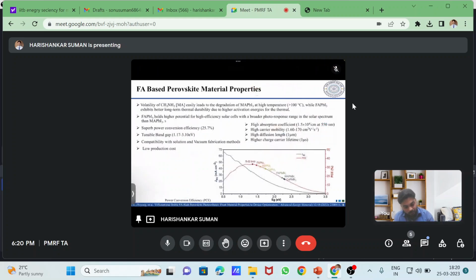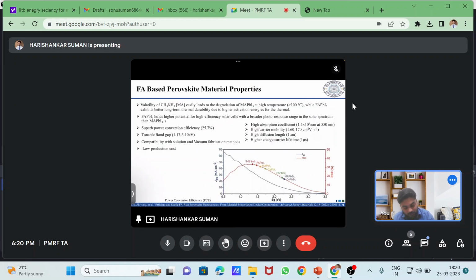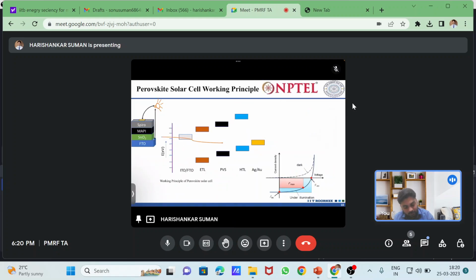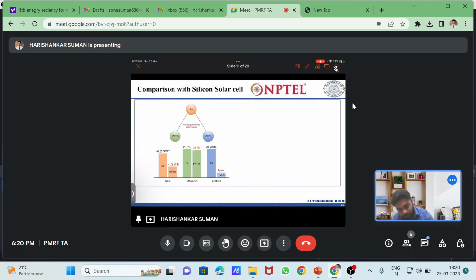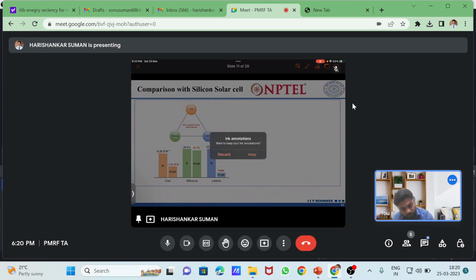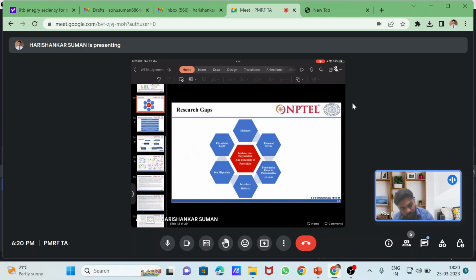Sir, why is there a stability issue with perovskite, sir? Why? What is the property? Yeah, I will talk about it in upcoming slides. Okay, let me show you two first. Let me close this, then show you. Yeah, here is the issue.